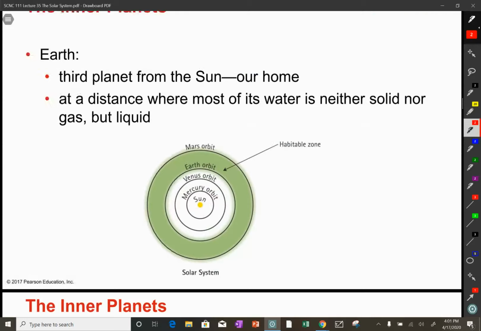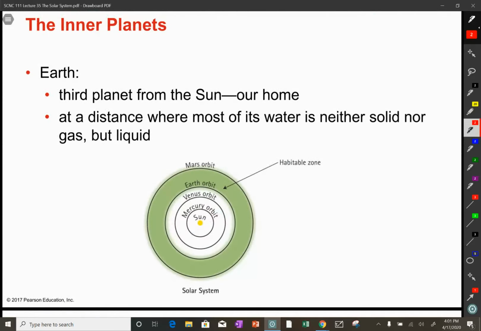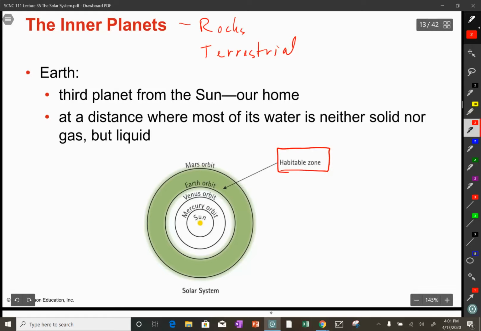Okay, third planet. Third Rock from the Sun used to be a TV show. The Earth is the third rock from the sun. Why rock? These inner planets are all rocks. We call them terrestrial because they have Earth surfaces. And the Earth happens to be in what we call the habitable zone, also known as the Goldilocks zone. I'm sure I spelled Goldilocks wrong.